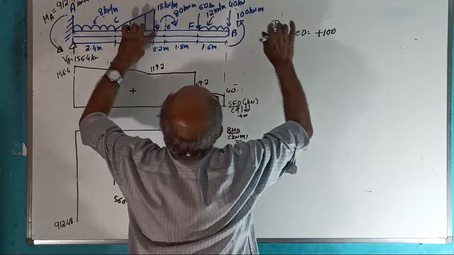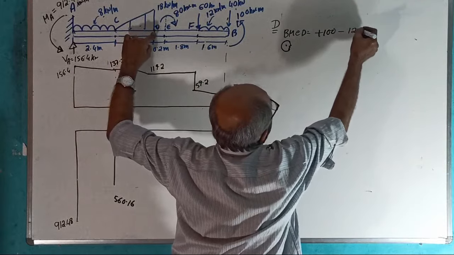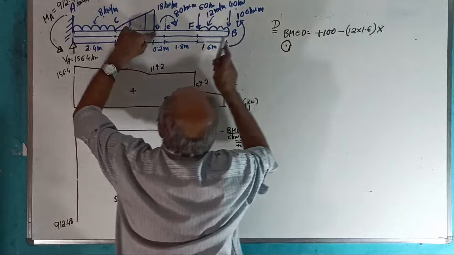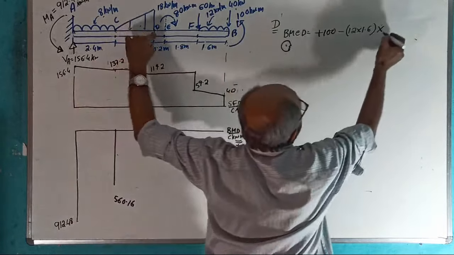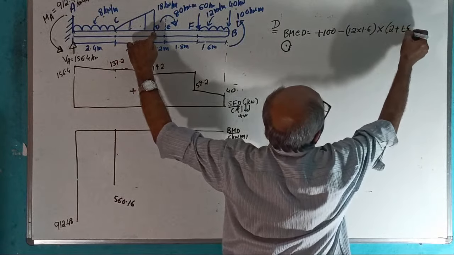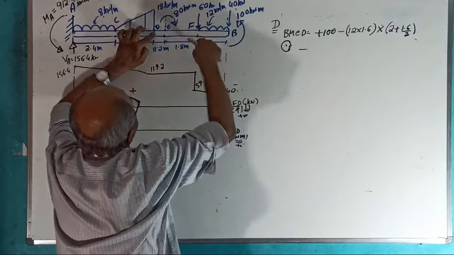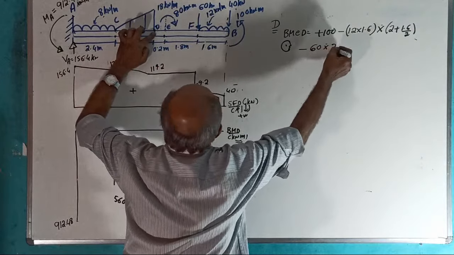No, into minus 12 into 1.6, that is the total load multiplied by 0.2 plus 1.8, is 2. Multiplied by 2 plus 1.6 by 2. Also minus 60 into 2. Now, 60 into 2.